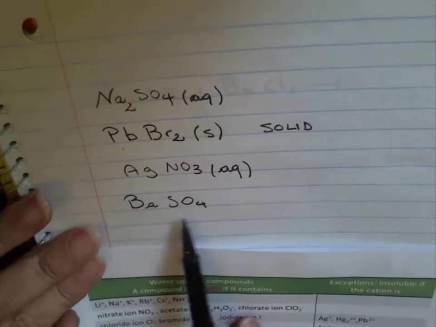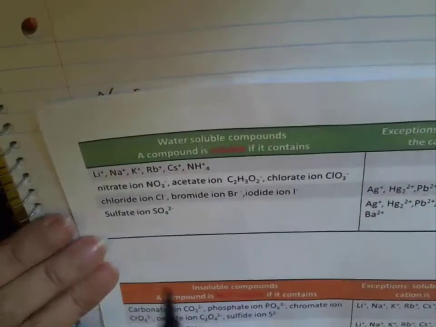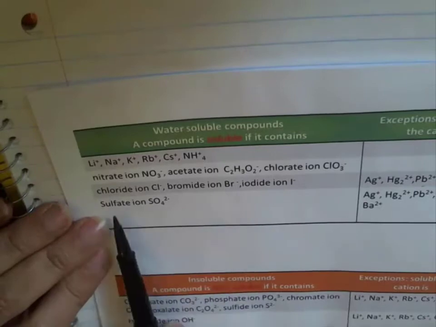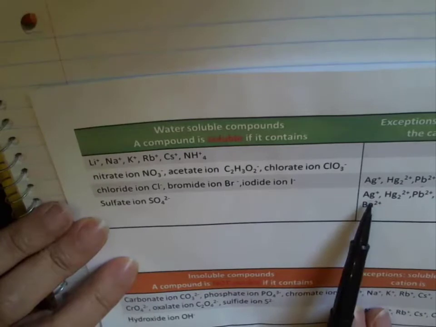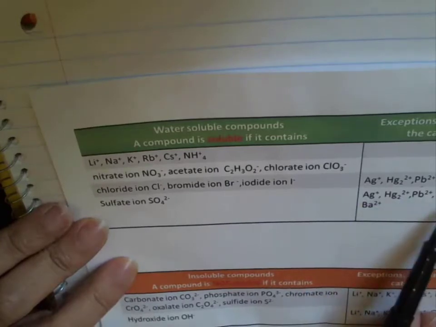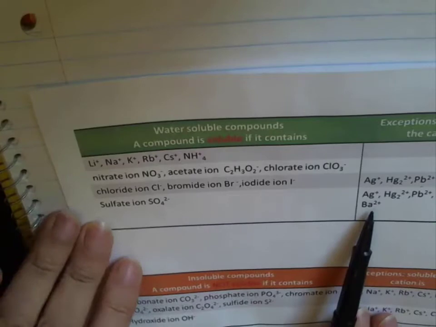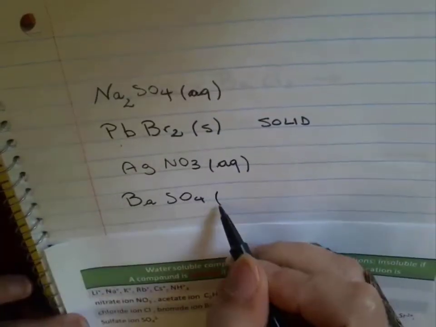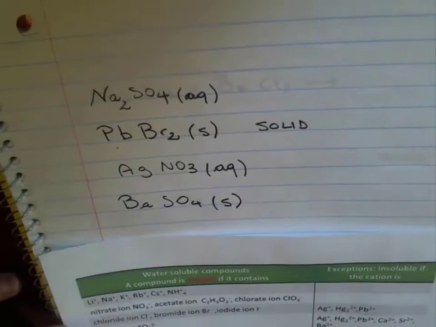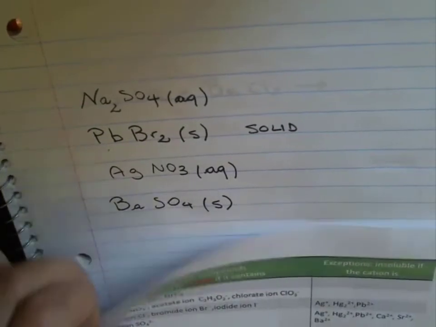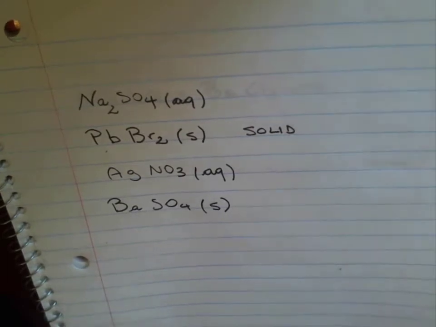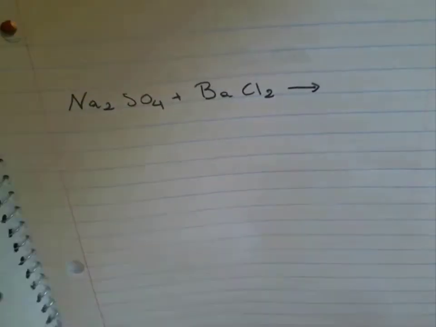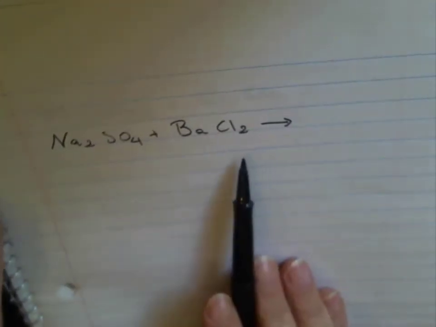For barium sulfate, we can look at the sulfate ion row, and we can see that compounds that contain sulfate are soluble unless they contain silver, mercury, lead, calcium, strontium, or barium, which means that our barium sulfate will be insoluble, and so we will mark it with S. These in general can help us determine if mixing two chemicals will create a precipitate or not. Say, for example, we want to mix sodium sulfate and barium chloride.